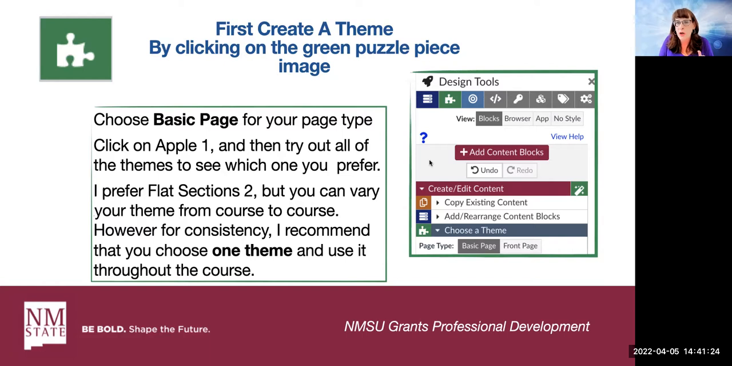But first, you want to create your theme. So you want to click down here on this little green puzzle piece that says choose a theme. And under that, you want to make sure that you have a basic page and front page. The front page is only reserved for creating your front page of your course. So today we're going to focus on the basic page, and another presentation will focus on the front page. So you click basic page and you click on choose a theme. And that way all the design tools will then pop up.